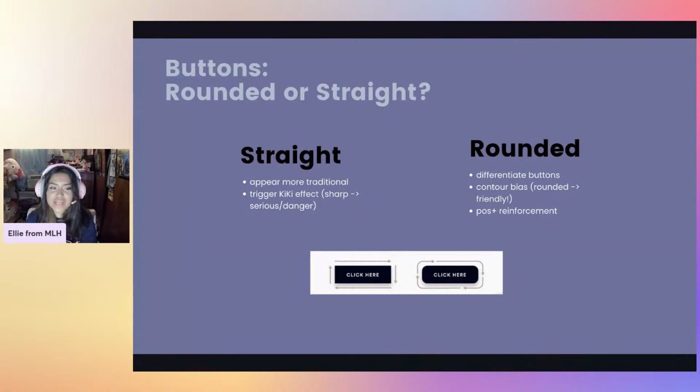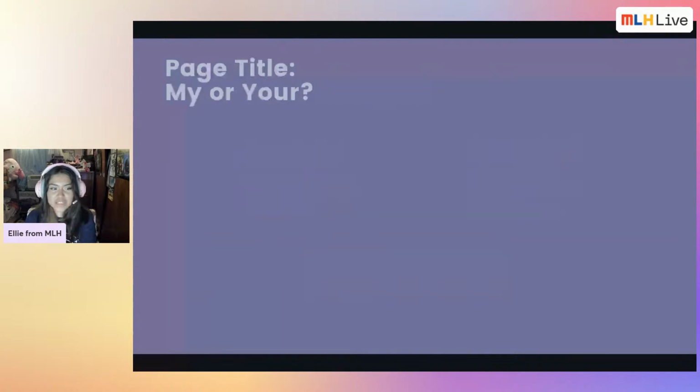Rounded differentiates buttons from regular text. Also it appeals to what is called the contour bias, so rounded being friendly is positive reinforcement, which just makes it seem better. So yes, you'd all be right. Every time you're making a button, make sure that you put that border radius, because they're always going to be so much better.